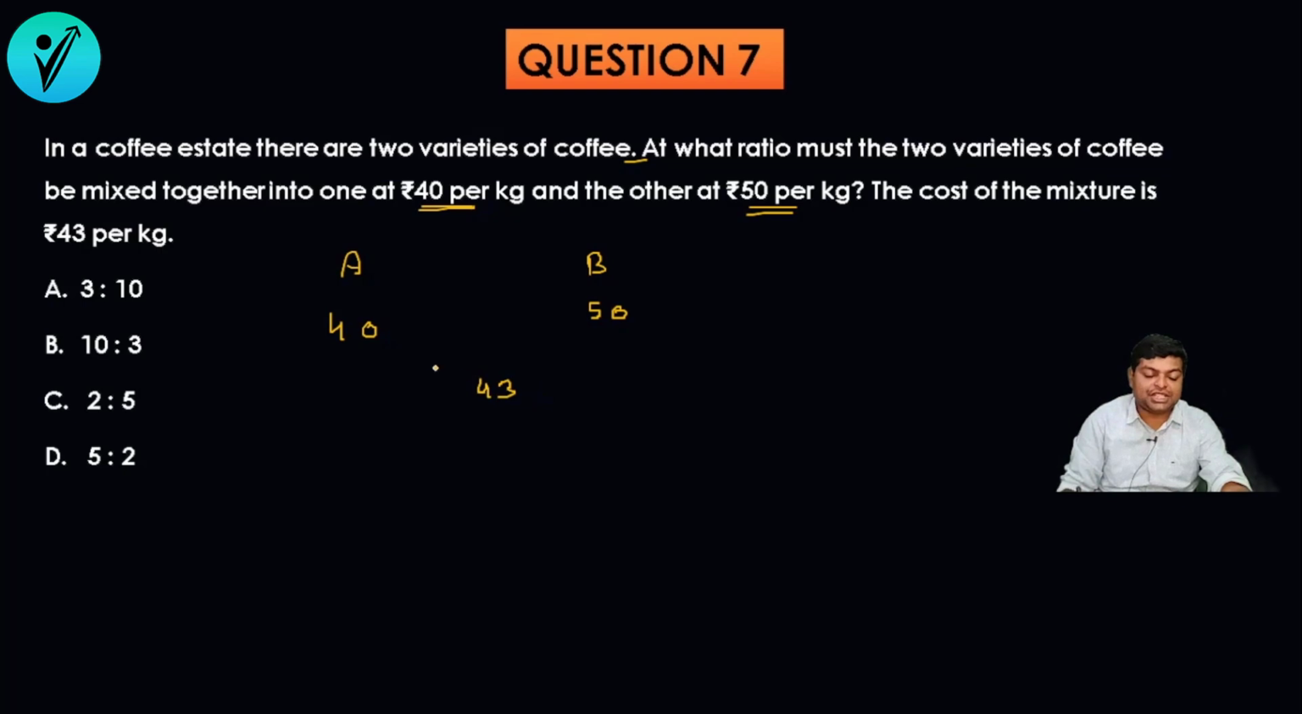Simply use the allegation. So 43 minus 40, what will be? It will be 3. 50 minus 43, what will it be? It will be 7. So the correct answer to the question is 7:3. Unfortunately, this is not given in the options, but the correct answer is 7:3. Okay.